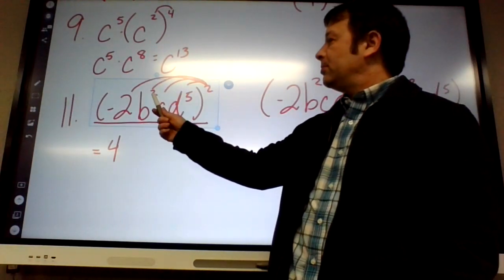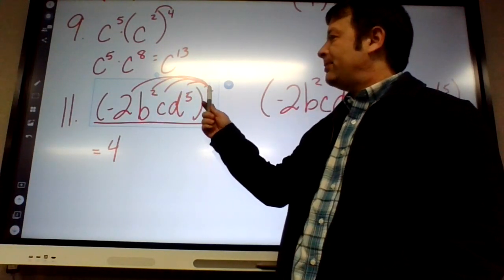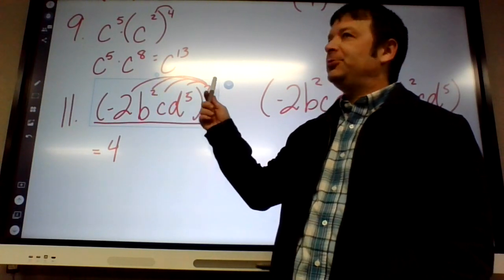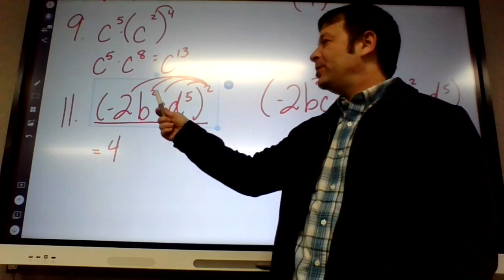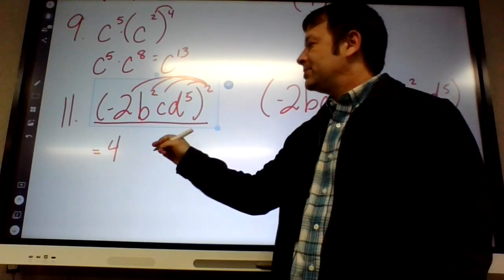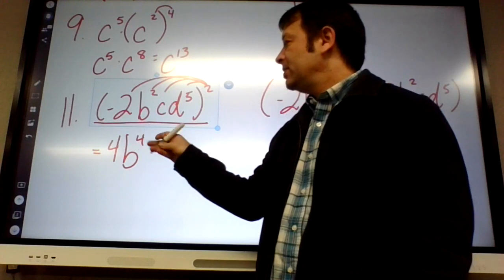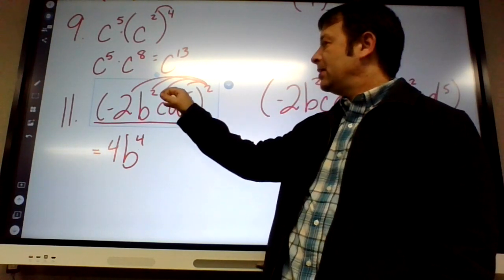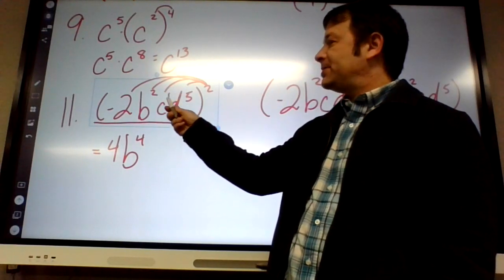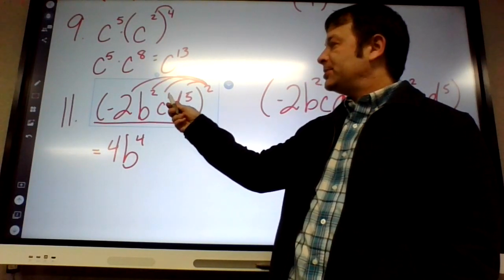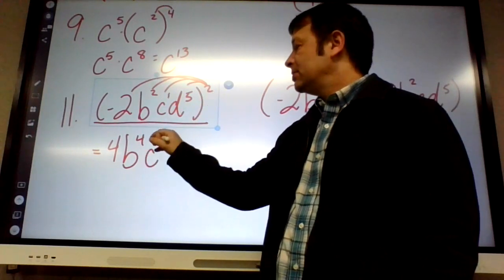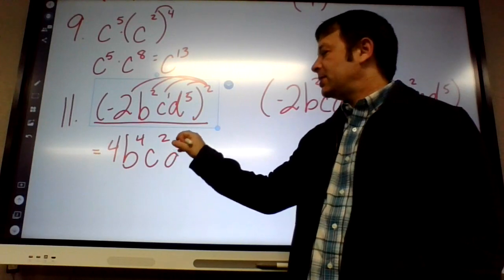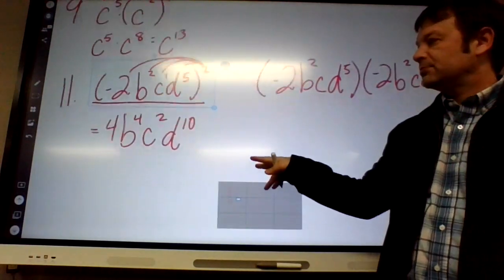Alright, so now what am I going to do with these exponents? Am I adding or multiplying? Multiplying. Now 2 plus 2 is the same as 2 times 2, but we are multiplying here. So that is b to the 4th. Okay, c to the what? That's basically c to the 1, right? So this is 1 times 2, c squared, d to the 10. That's it.